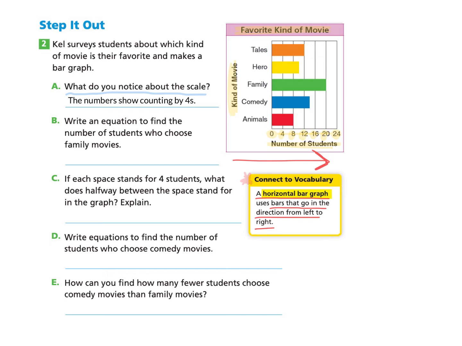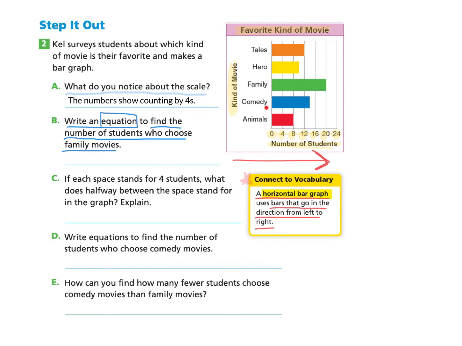Now let's take a look at part B. Write an equation to find the number of students who chose family movies. Okay, let's find family movies is here. And we know that the family movies ends here, which would be this amount of students, right?